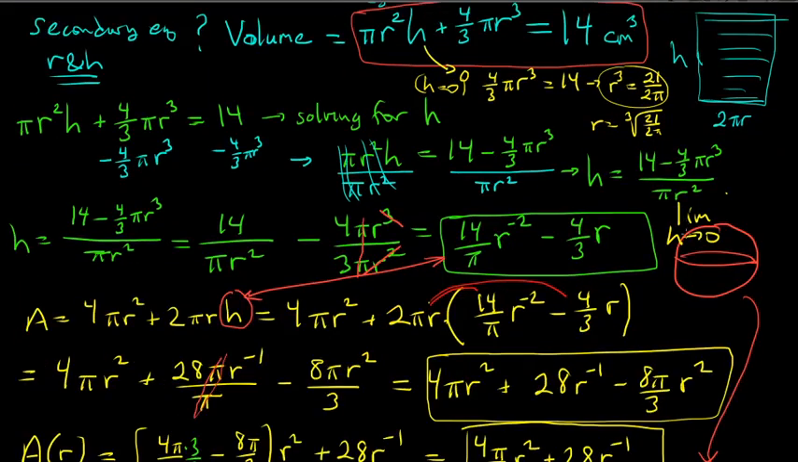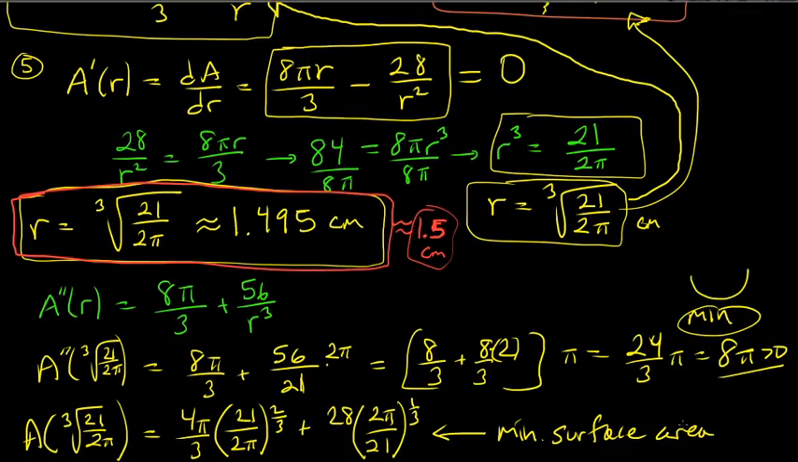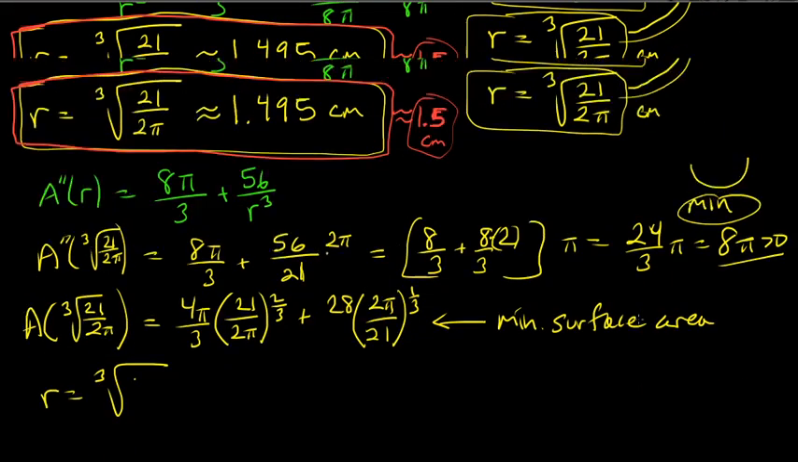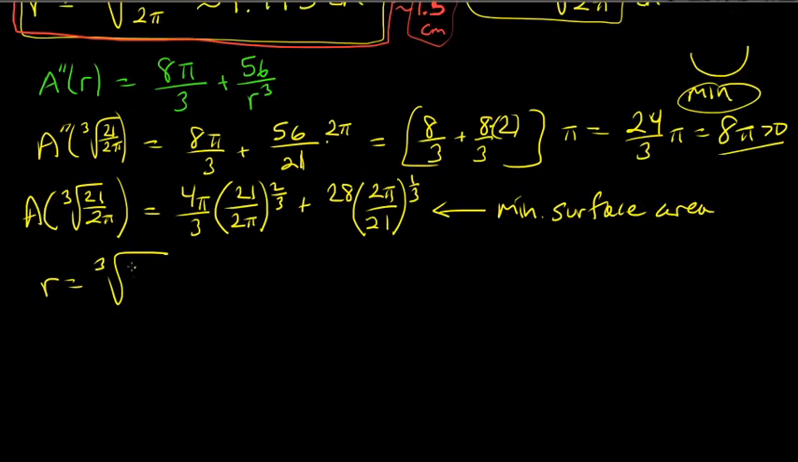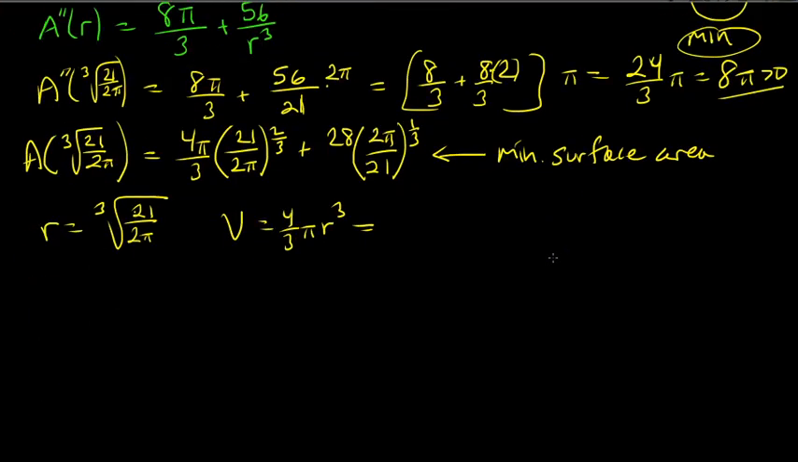In fact, if you plug in this r, let's just double check. If you plug in r equal to the cube root of 21 over 2 pi, sorry, I have it right here, into the formula for the volume of a sphere, well, you better get 14, because that would be the volume then. So is that what we get? This is just a check, you don't have to do this.